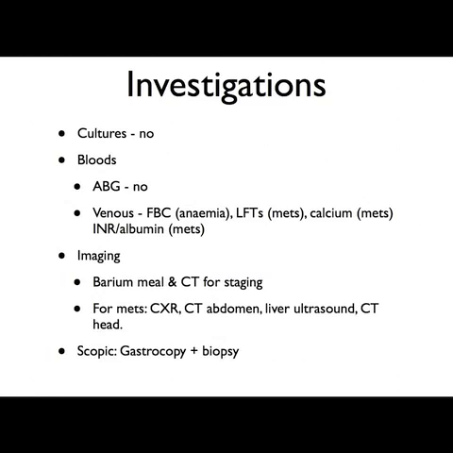Okay. Imaging, the first line would be a barium meal, and then staging with a CT. And then there's other imaging for metastases, so a chest X-ray, whether there's rib involvement, a CT of the abdomen for the liver, also an ultrasound for the liver, and a CT of the head. You probably wouldn't dive in and do all these things, but if they were indicated by any of the metastatic symptoms and signs that we spoke about, then you would. And scopic, so gastroscopy and a biopsy.